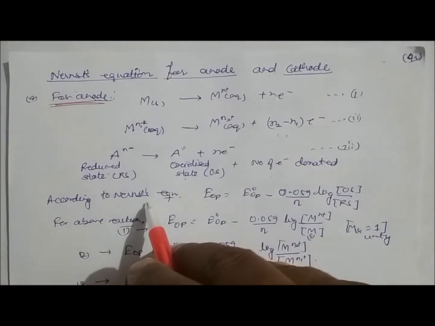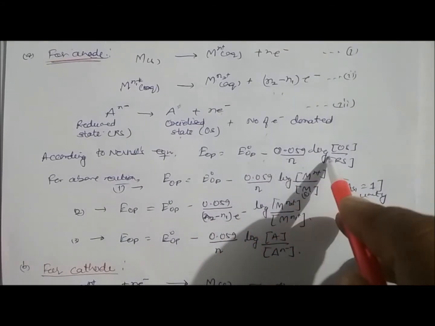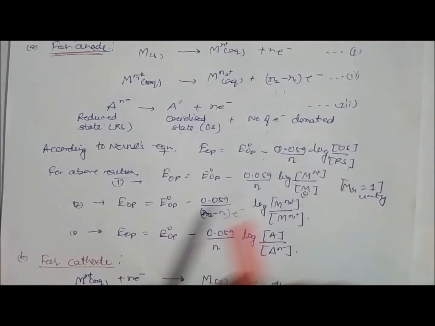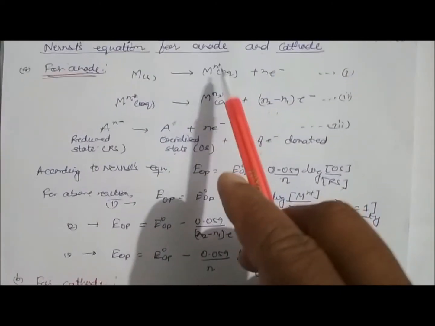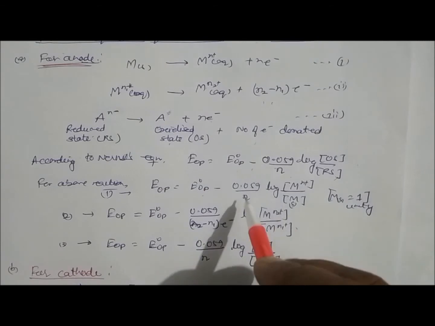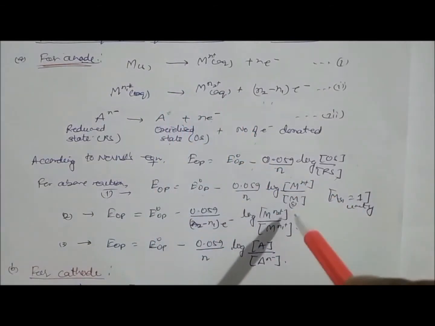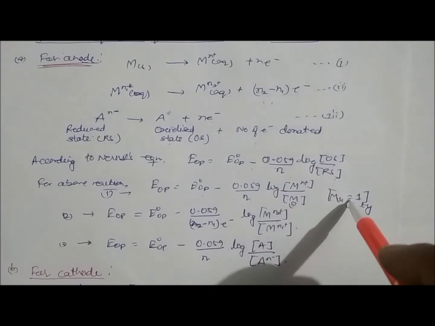So as per the Nernst equation, E oxidation potential will be E naught oxidation potential minus 0.059 by n log of OS by RS. So from the above relationship, you can see E naught oxidation potential minus 0.059 by n log of M^n+ concentration, and if M is solid, then it becomes 1.